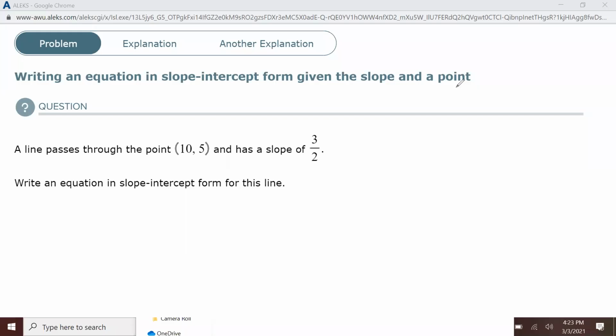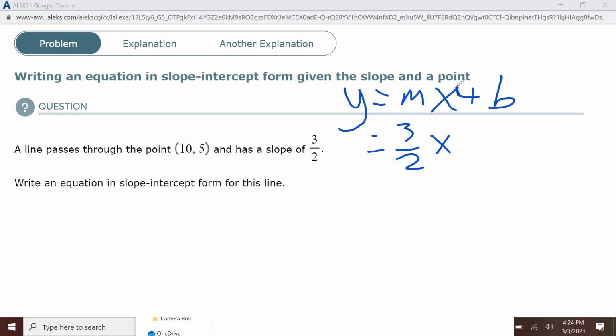To find the equation of the line with these characteristics, I would first remember that the equation of a line follows the template y equals mx plus b. I know the slope is 3/2, so I replace the m with that. The only thing left to find is the y-intercept. So I will plug 10 in for x and 5 in for y, since 10 is the x-coordinate of a point and 5 is the y-coordinate of that same point.